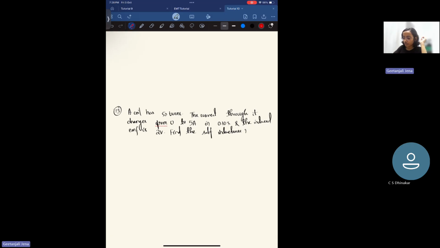Next question is also quite straightforward. So there is a coil which is 50 turns. The current through it changes from 0 to 5 in 0.1 second, and you need to calculate what is the induced EMF. No, so induced EMF is given, it is 2 volt, and find out the self-inductance of this coil. So if you recall, in terms of the self-inductance, you can write EMF is minus L di by dt.